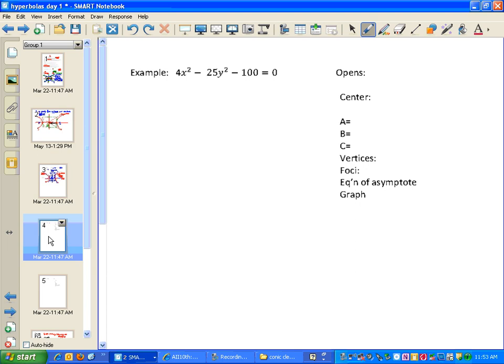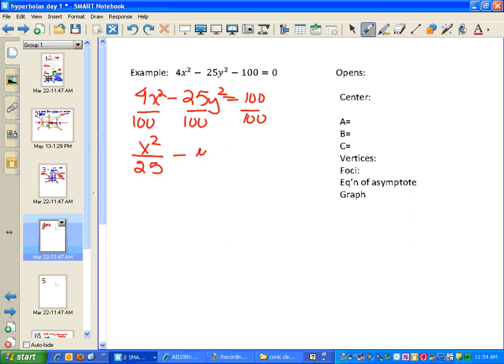So a hyperbola has to be set equal to what? 1. So we're going to treat it like we've done it in the past. It's set equal to 100, but if it has to be set equal to 1, that means every term is then divided by 100. Which leaves me with x squared over 25 minus y squared over 4 equals 1. We've got it in standard form.